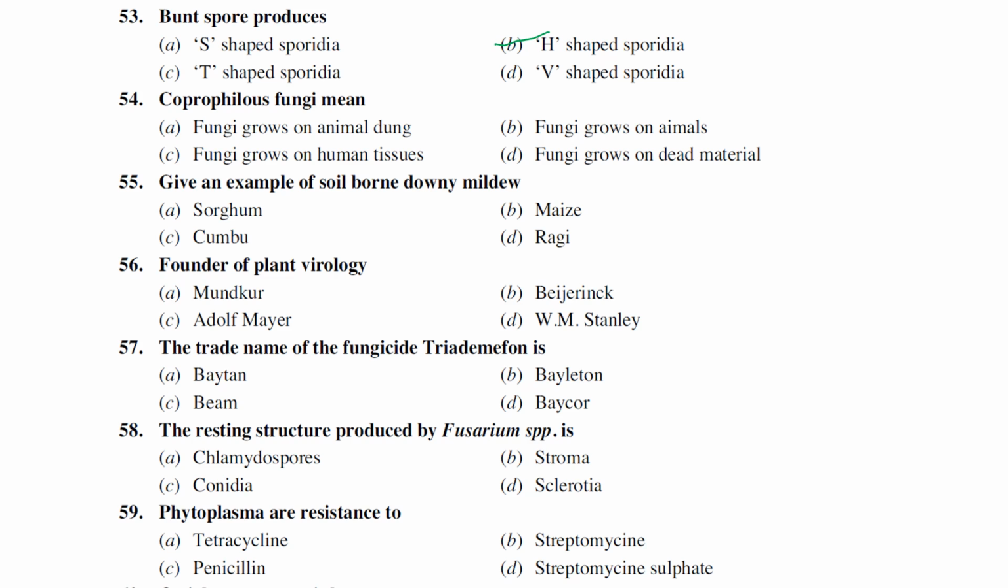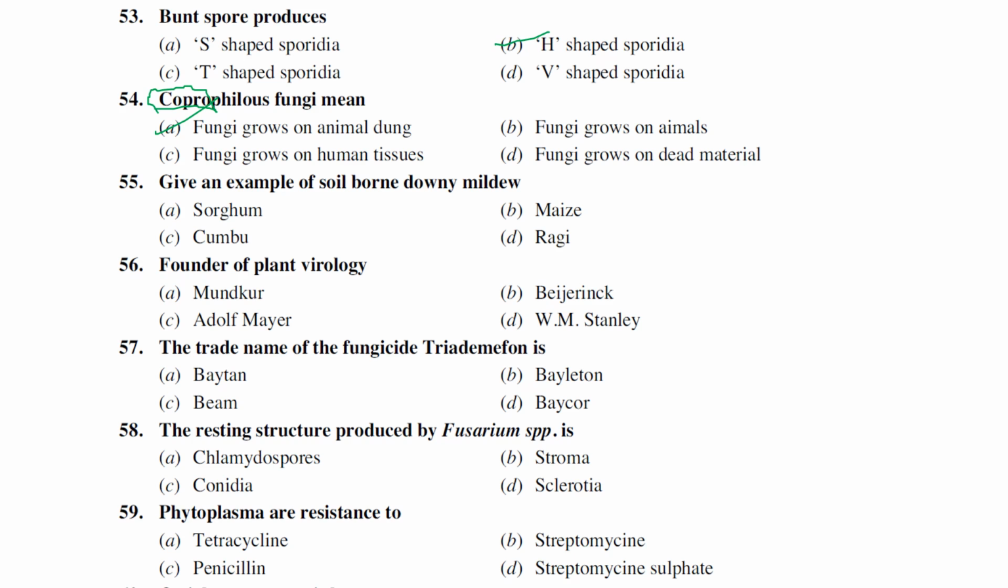And coprophilous fungi means the fungi which are actually growing on dung is known as coprophilous. Copro generally means dung. So coprophilous fungi means a fungi which actually favors the habitat of dung. So the options are: a fungi growing on animal dung, fungi growing on animals, fungi growing on human tissues, fungi growing on dead tissues. So the answer is fungi growing on animal dung. Generally, if I want to say, horse dung is the exact answer.